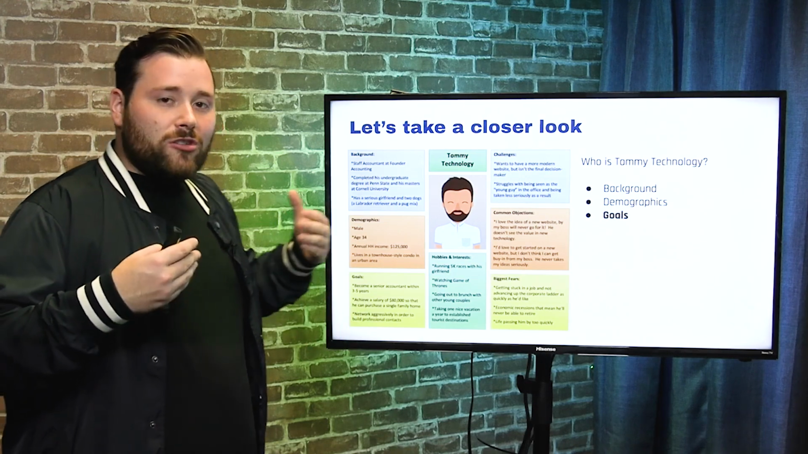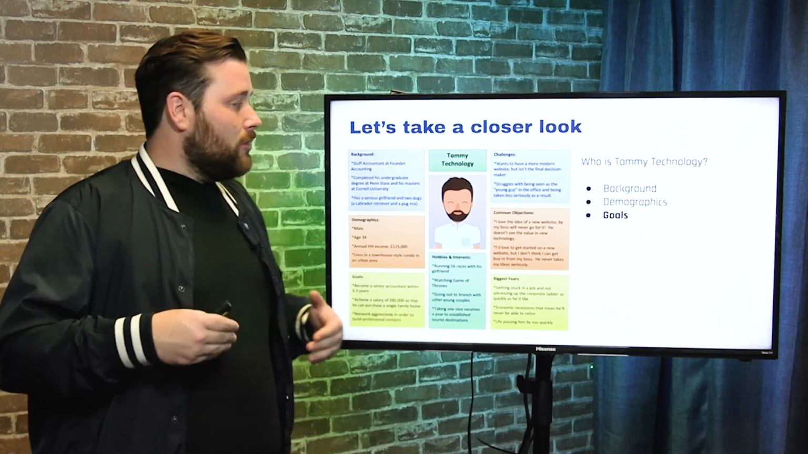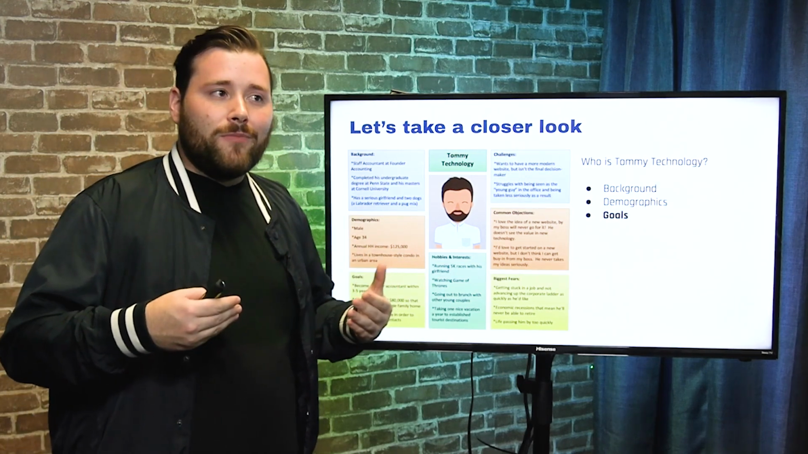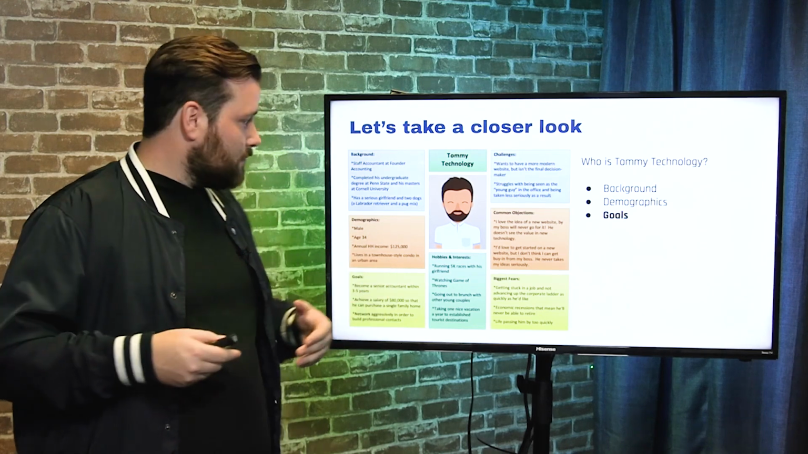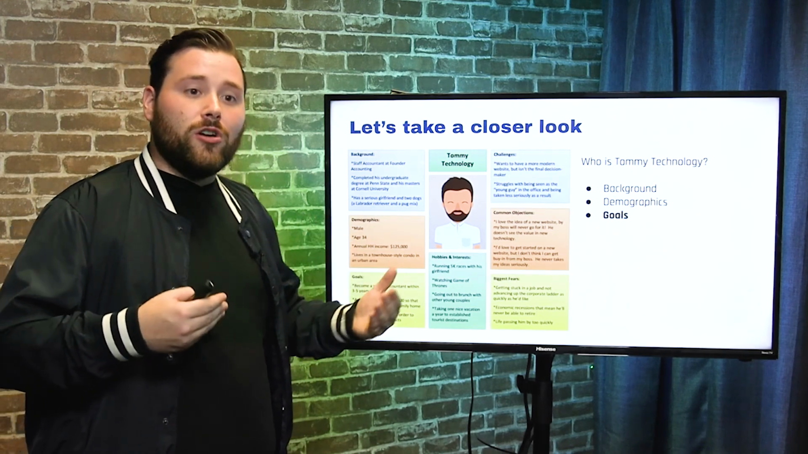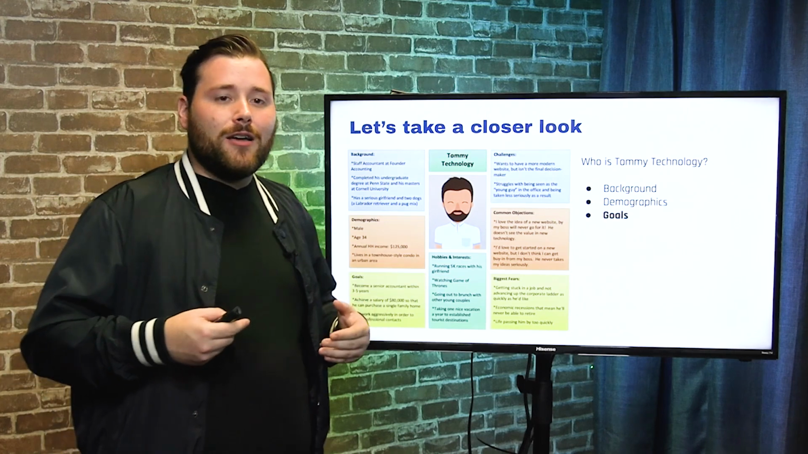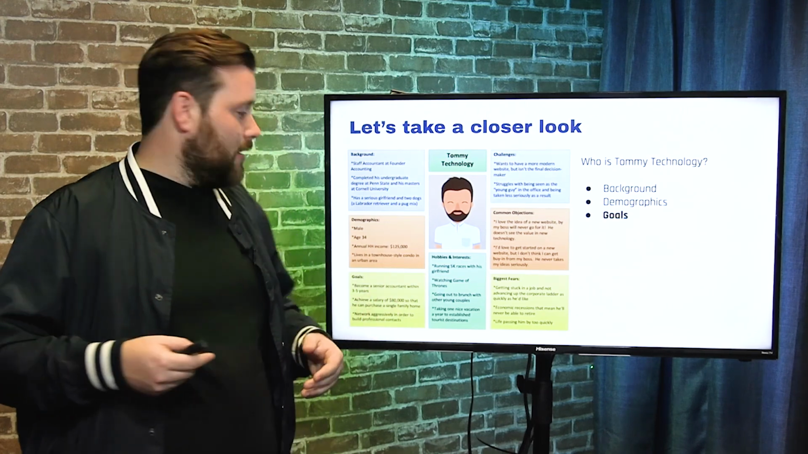So, we're starting to know a little bit more about Tommy. We're starting to learn a little bit more about his motivations and what he wants. And then we can use those when crafting our ad copy. And you'll see how that plays an important part in writing our copy here in a minute.